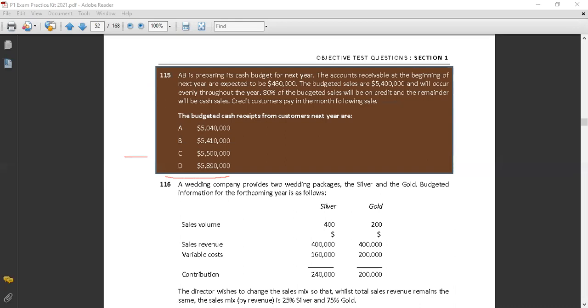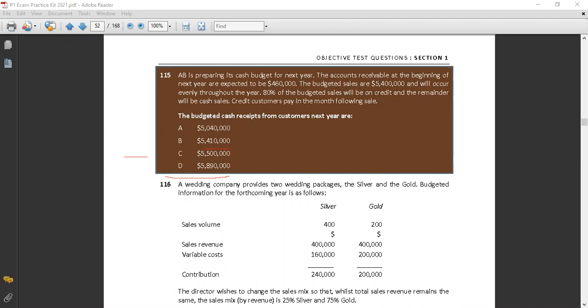The accounts receivable at the beginning of the next year are expected to be 460,000. What is accounts receivable? The uncollected amount from sales made is accounts receivable. The due amount, the receivables which arise because of sales happening on account. On account is on credit. Because of credit sales, any amount which is receivable is called accounts receivable. So if it is at the beginning of the next year, it is at the end of the current period, and the total amount is 460,000.